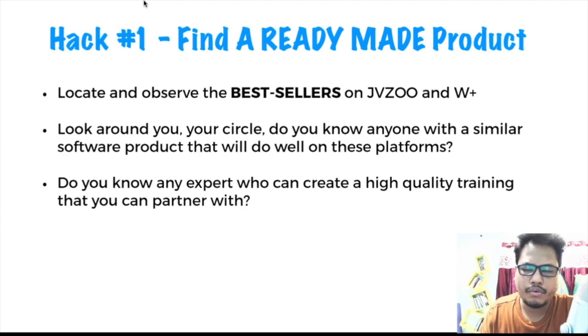So look around you. If you can find someone, maybe go to some co-working spaces, maybe attend some events, talk to people if they have any products that they are looking to market, and see if they are similar to the products that are launching on JVZOO or Warriorplus. And the next thing is maybe you can find an expert. There will be a lot of people who are experts in their fields, maybe on Facebook marketing, maybe on e-com, maybe on affiliate marketing, or on video marketing or YouTube, and you can partner up with these guys and get them to create a high quality course for you.